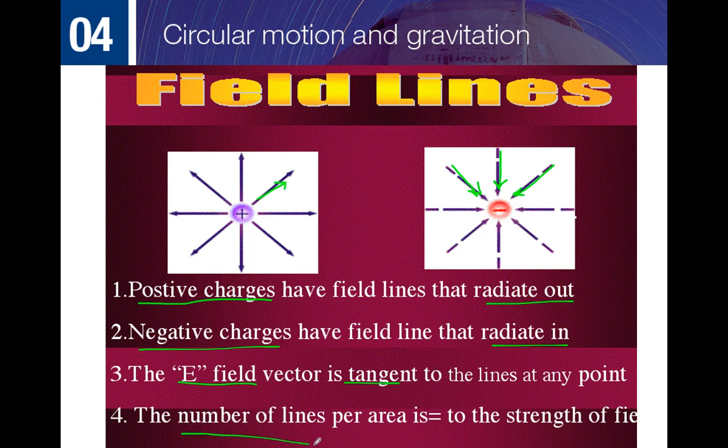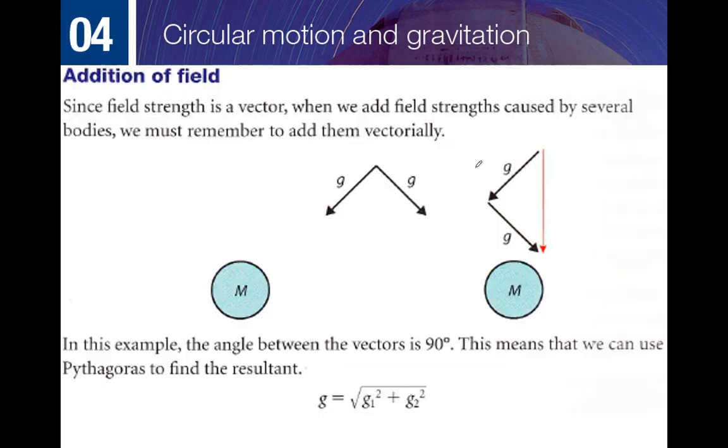And the number of lines equals the strength of the field. So these fields would be equal to each other. The strength of them would be equal because there are 8 lines, 8 lines. If this guy had 16 lines and this guy only had 8, this negative field would be stronger. Okay? Again, since they are vectors, since they move at right angles, they can be added like vectors.